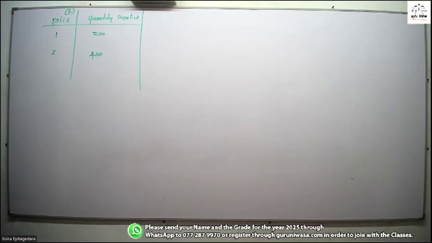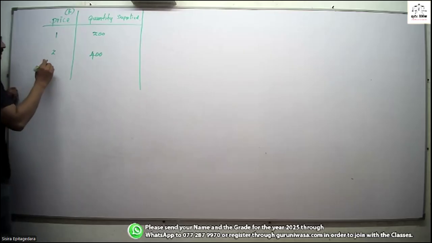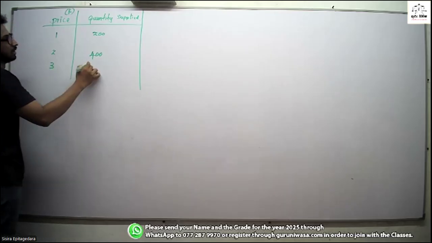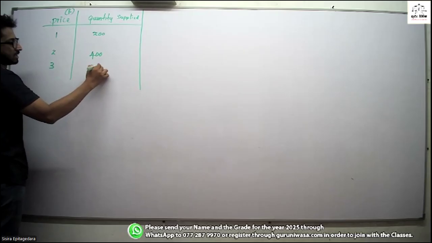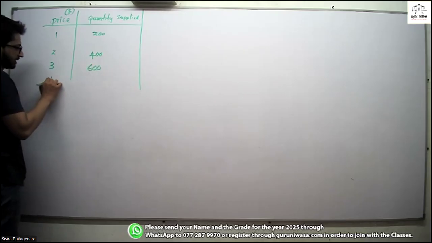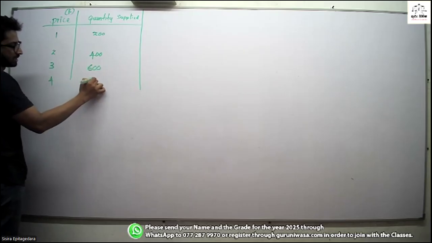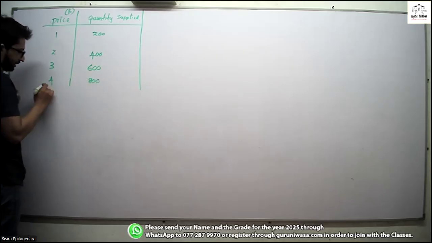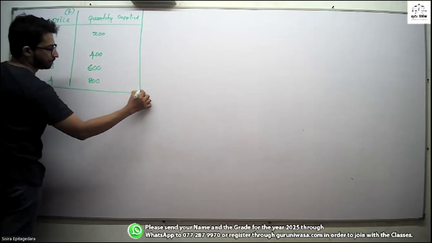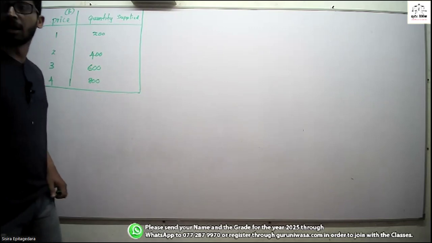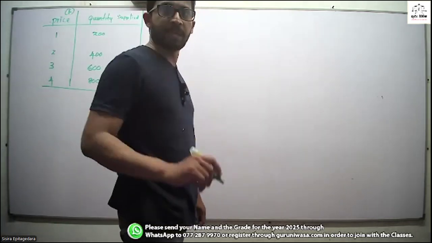Then when price is $3, quantity supplied is 600 units. When price is $4, quantity supplied is 800 units. Right. Now, listen to me carefully.